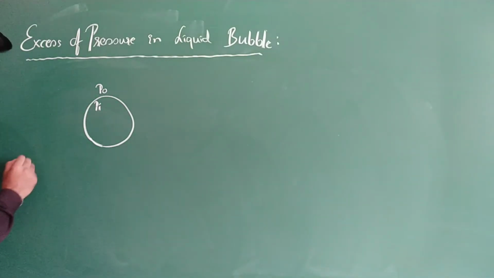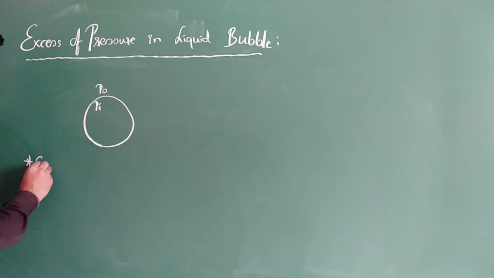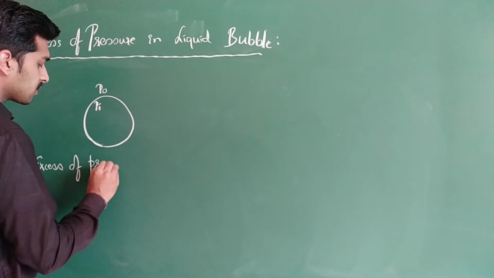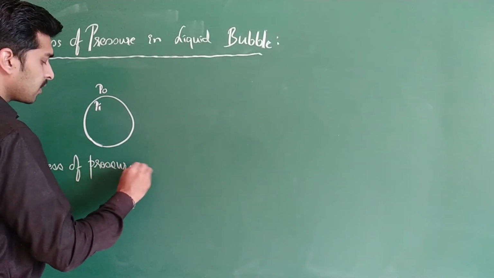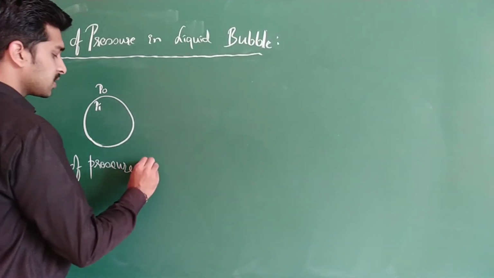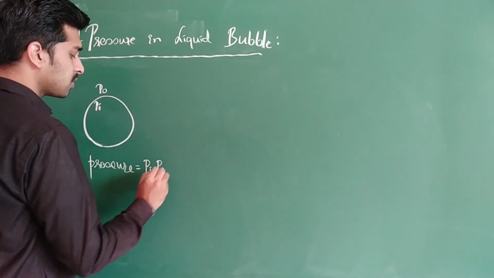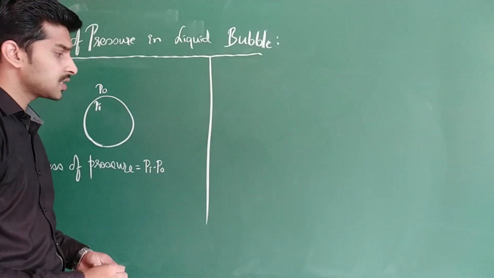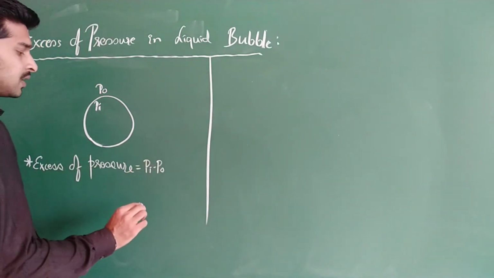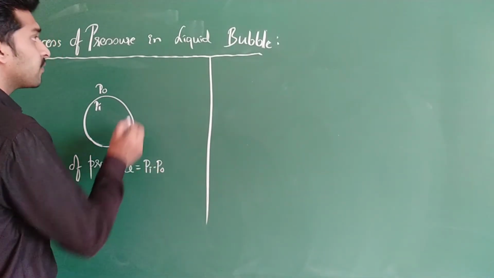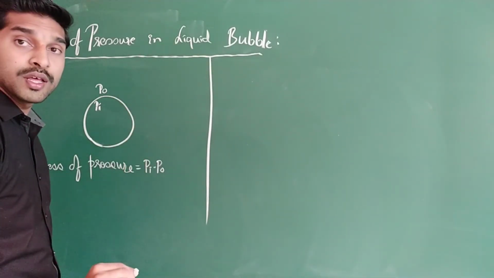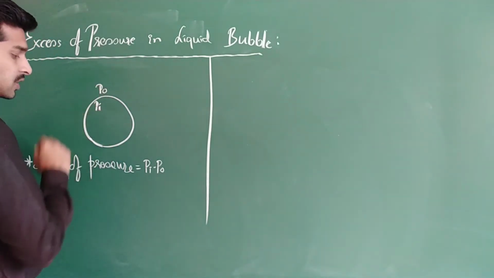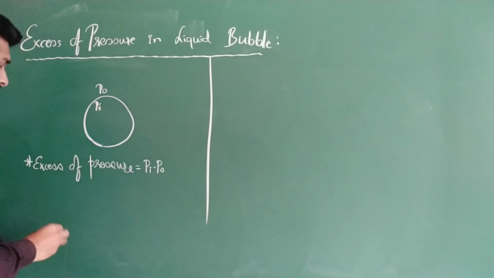So shall I write it here? Excess of pressure. So what will be the excess of pressure? Pi minus P naught. Clear? Same steps, but only a small change. Almost everything is the same, but only one small change is there whenever we calculate for a liquid bubble. So outside pressure P naught, inside pressure Pi, everything fine. Okay, next.